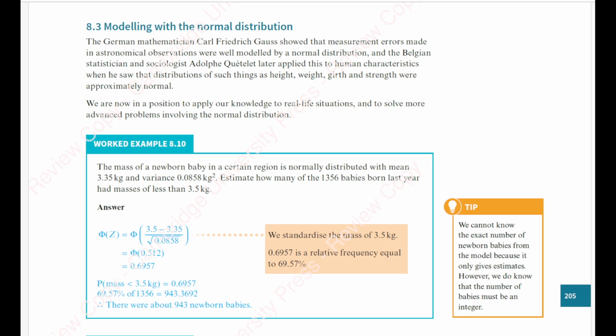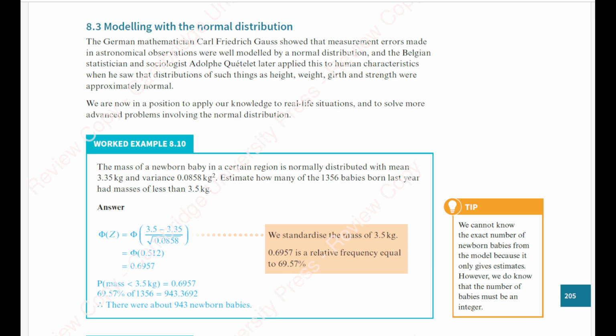This topic, like modeling with the normal distribution, is very important. And here we can see that German mathematician Carl Friedrich Gauss showed that measurement errors made in astronomical observations were well modeled by a normal distribution. This is one thing. And the Belgian statistician and sociologist Adolphe Quetelet later applied this to human characteristics.